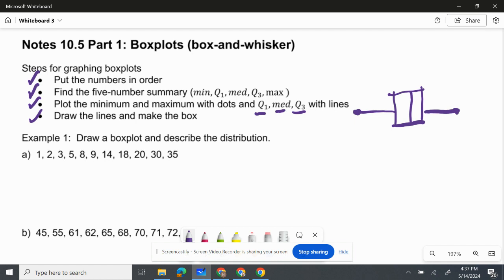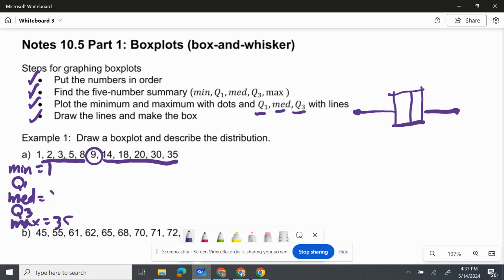So our first one, what we're going to do is we're going to find our 5-number summary. So our minimum, our Q1, our median, our Q3, and our maximum. Minimum and maximum are really easy. We have the 1 and the 35. The median is our middle number. So when we're looking at this, we see that our middle number is 9. And the Q1 is the middle of our first half of the data. And the Q3 is the middle of the second half of the data.